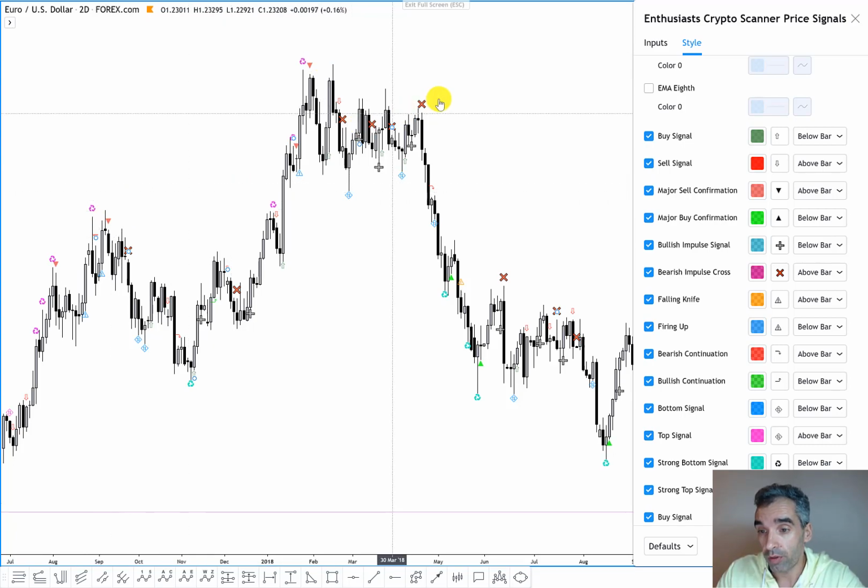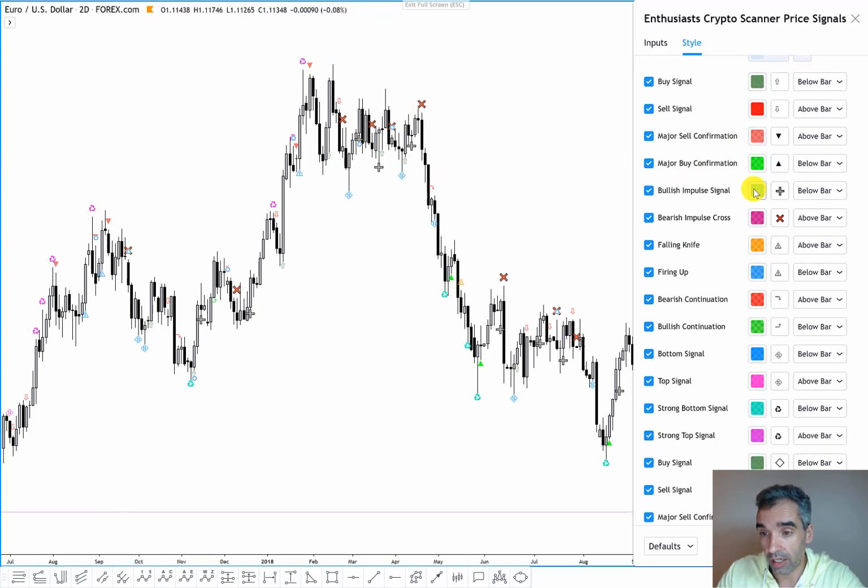Okay, so moving forward, we have our crosses, red and blue crosses. So our gray crosses here, but these two crosses that we have here, they are these ones. So we have our up cross and low cross. So this is just the bullish impulse signal and bearish impulse signal. This is really good to show you that you're going to have imminent movement to the downside or to upside, and also to confirm when you are in a sideways market.